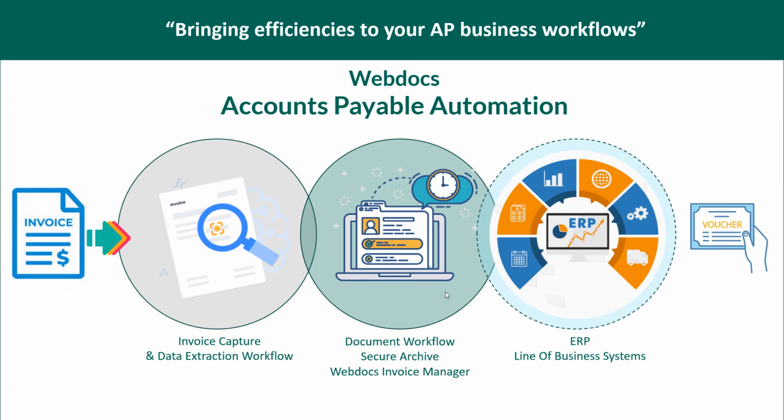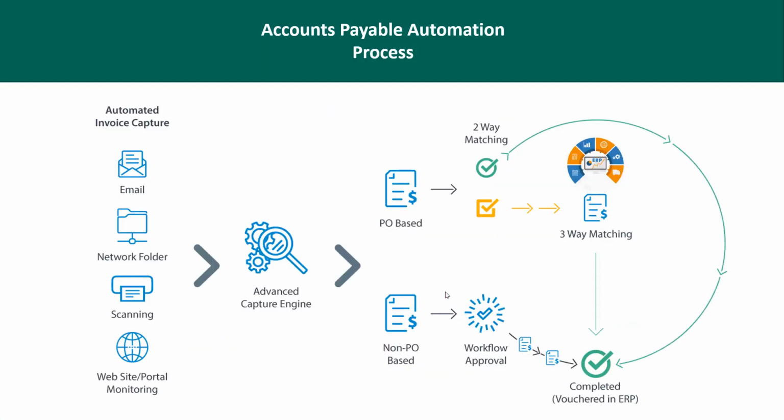In most cases, we're starting with the PO already created in our system. Our ERP system handles that. We just need to capture invoices, extract the data, and then process them through the workflow, save them into the archive, and then push the data to the ERP system for vouchering. So this is a very high level of the process, and the different stages of that process.